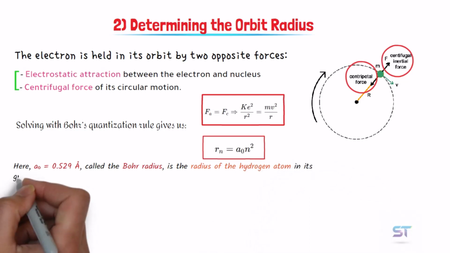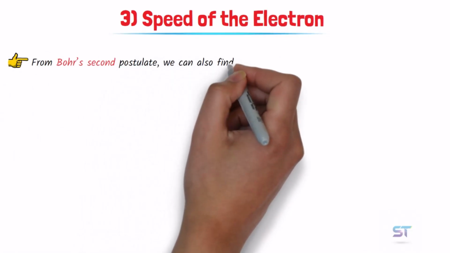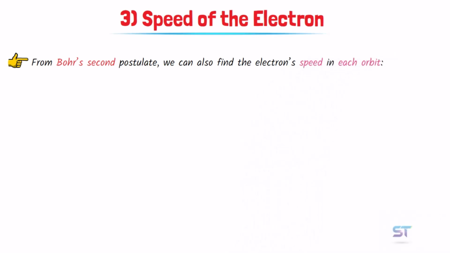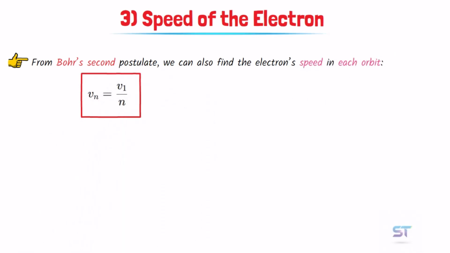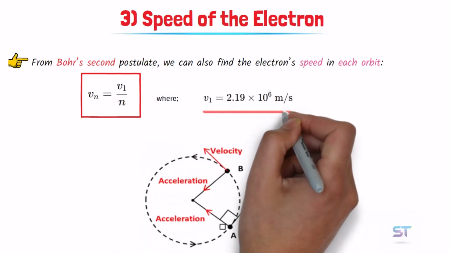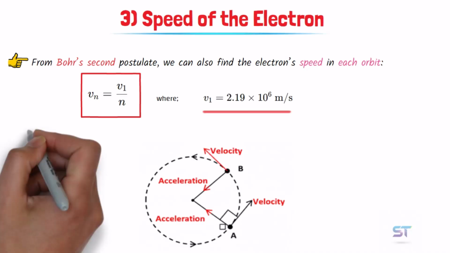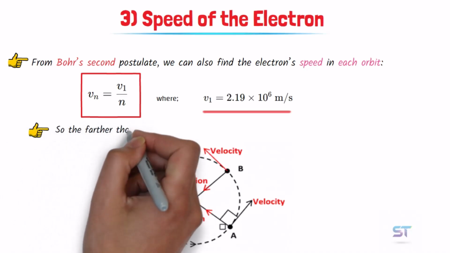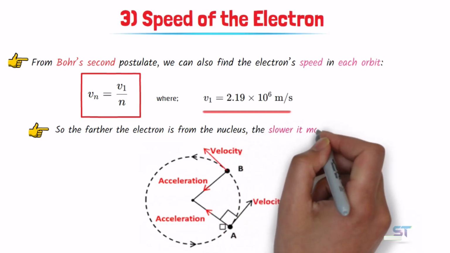And to calculate the speed of the electron, from Bohr's second postulate, we can also find the electron's speed in each orbit. Vn equals V1 upon n, where V1 equals 2.19 times 10 power 6 meters per second. So the further the electron is from the nucleus, the slower it moves.